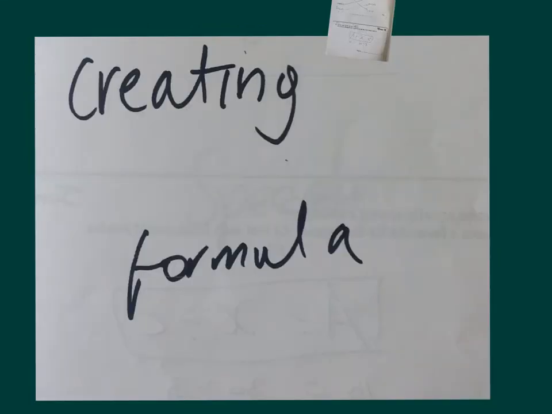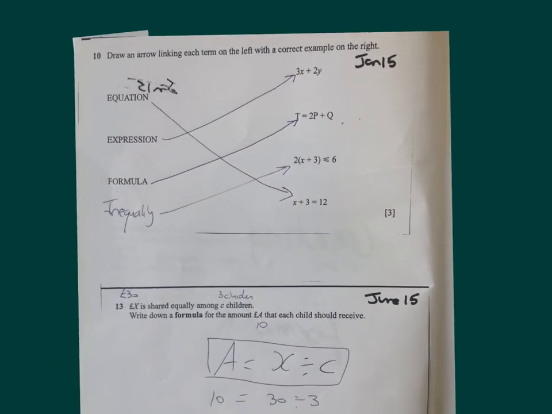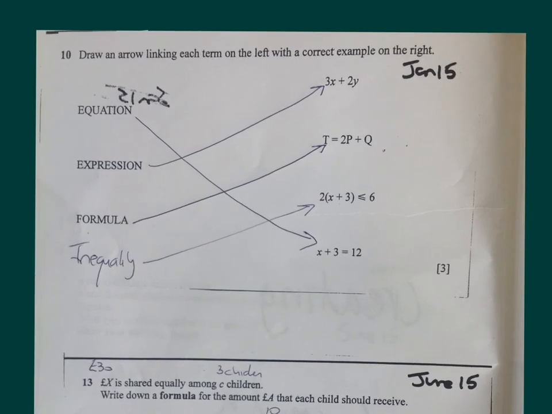So the next question is about formulas and expressions and creating formulas. Okay, so we'll have a look at that question. Good starting here: which is an equation, which is an expression, which is a formula, which is an inequality. An equation is just like 2x plus 4 equals 6. You've got to have only one set of x's. You've got to have an equal sign and a number the other side. That's an equation.